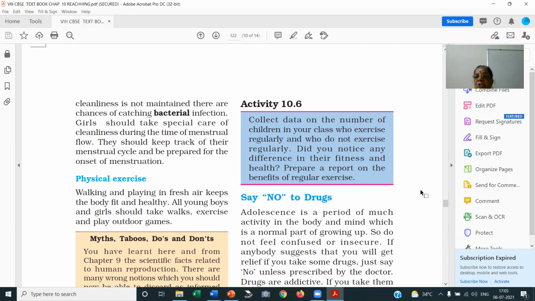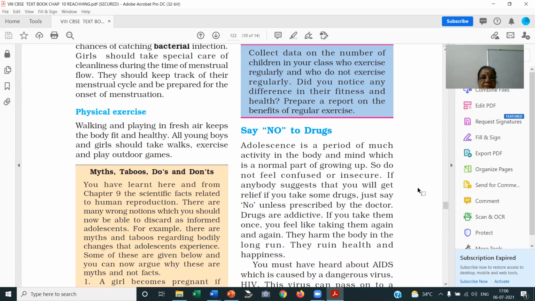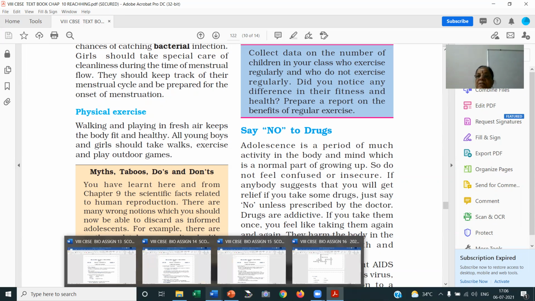In the adolescent period, teenagers should not be prone or addicted to drugs or any other narcotic. So you should say no to drugs. I hope you understand. So this is for the lesson, chapter 10, Reaching the Age of Adolescence. Have you understood? Shall I go to the next?